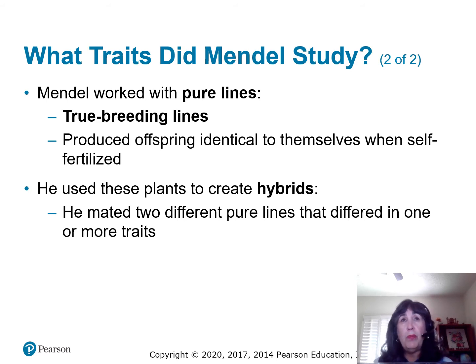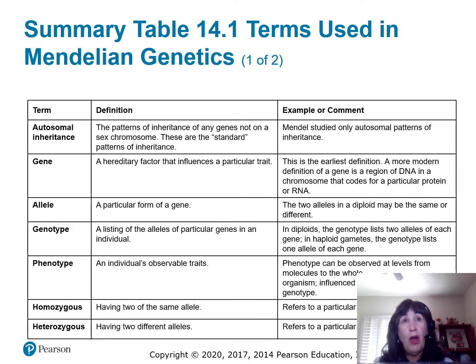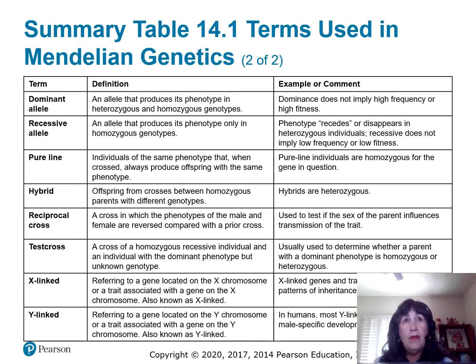Now, he worked with pure lines, hybrids, and true breeding lines. But for this class, you're not going to have to know this information. So let's skip it. Now, I do like this summary table 14.1. You need to know autosomal inheritance, gene, allele, genotype, phenotype, homozygous, and heterozygous. You also need to know dominant, recessive, and let's skip down a few, and maybe X-linked. So for sure, dominant and recessive on the top of this last part of the table.